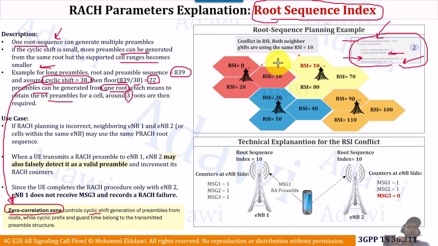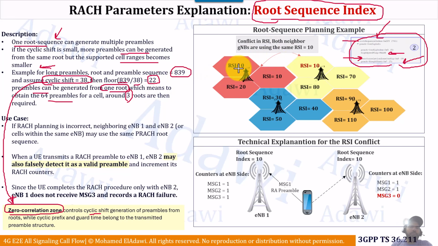Because if the neighbor cells are using the same exact root sequences, which differentiate between one cell and another, or a conflict between one user and another, even if they can use the same preambles but different root sequence index, there will be no conflict. So if you're using the same root sequence index, this means you will be generating the same preambles, which can cause kind of confusion. How? Let me explain this one.